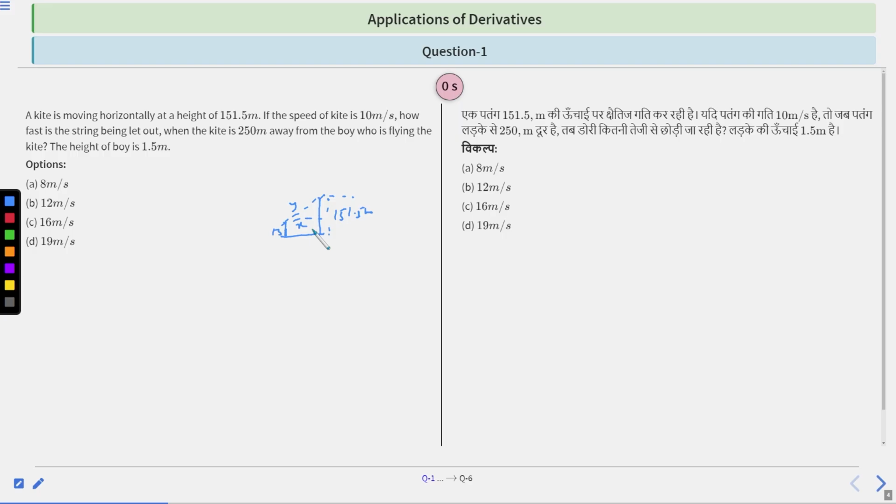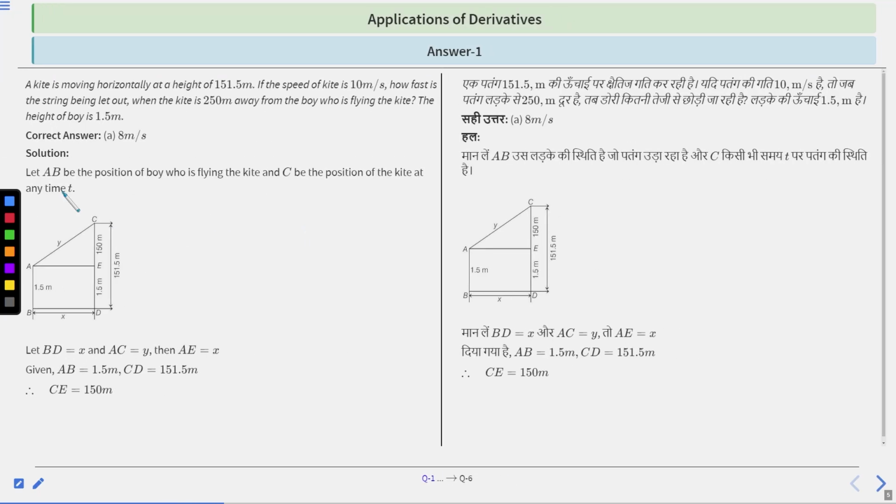Okay, let's move to the solution part. Let AB be the position of the boy who is flying the kite, and C be the position of the kite at any time t. You can see in the graph, it is 1.5. So this height will be 150 because the kite is moving initially at a height of 151.5 meter. So the distance of CE is basically 151.5 minus 1.5, which is 150 meter.